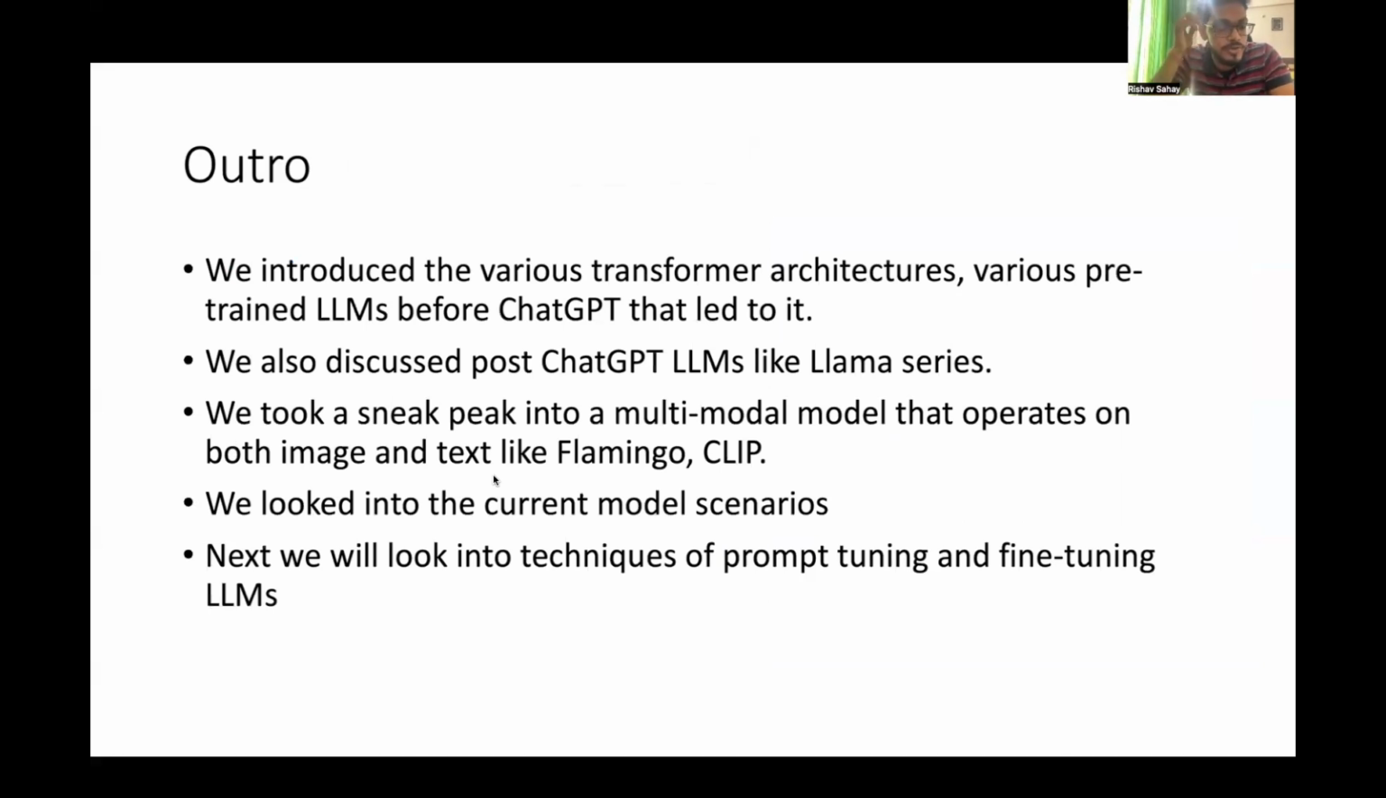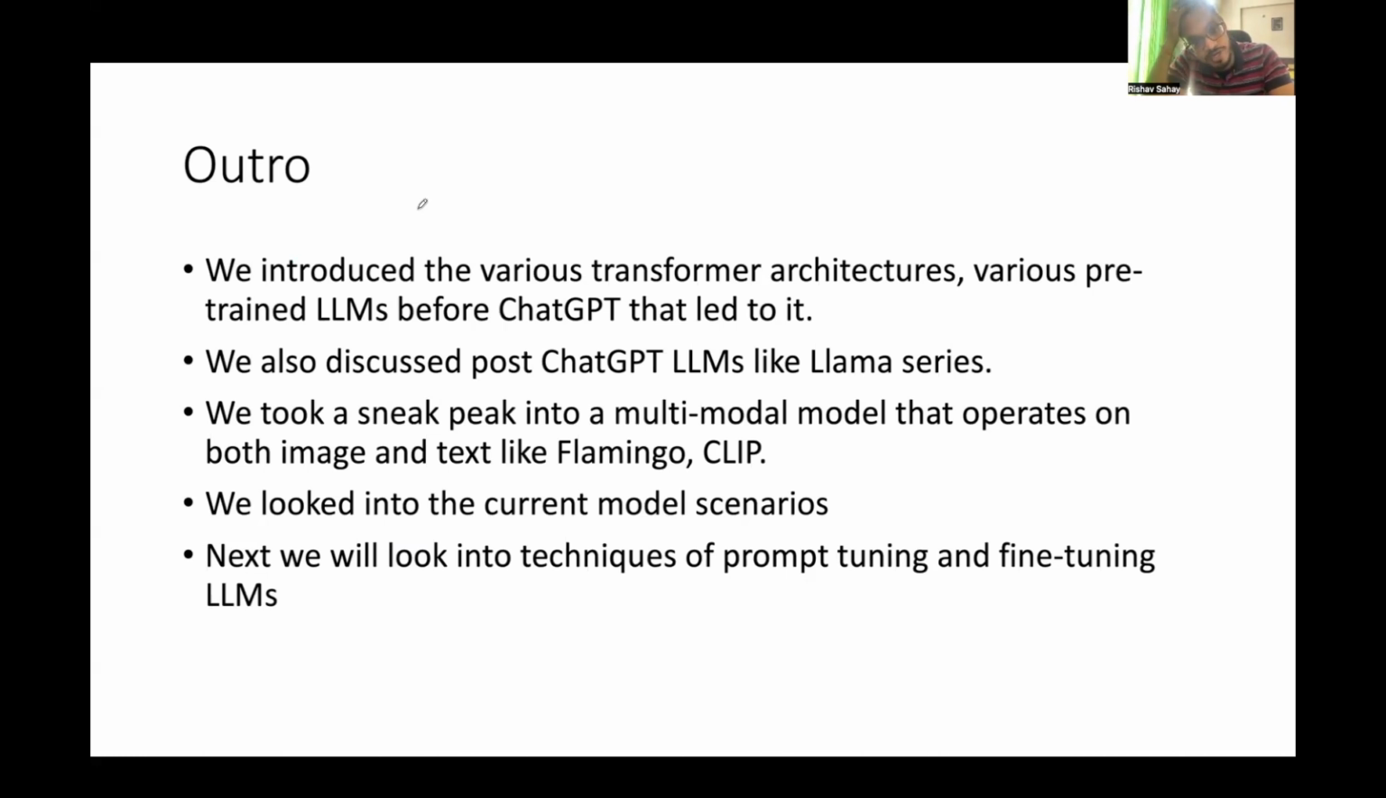Let's take a look at what we have seen in the session. We have introduced the various transformer architectures, various pre-trained LLMs before ChatGPT that led to it. We also discussed post-ChatGPT LLMs like the Llama series. We took a sneak peek into multimodal models that operate both on images and text, like Flamingo and CLIP. We looked into the current model scenarios on the leaderboard.